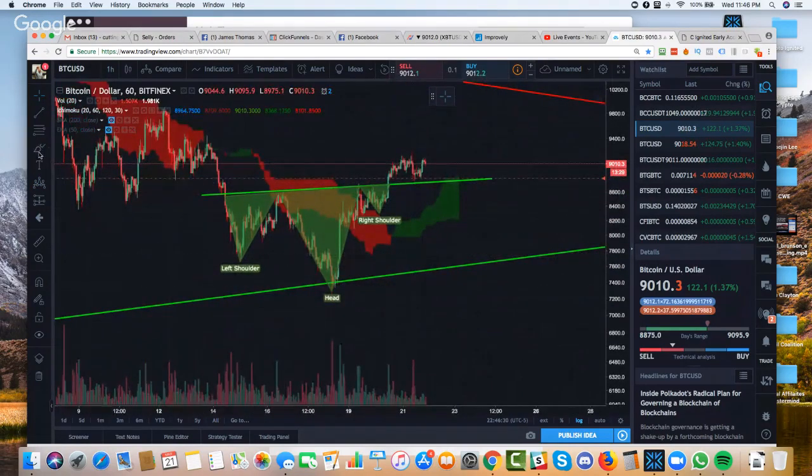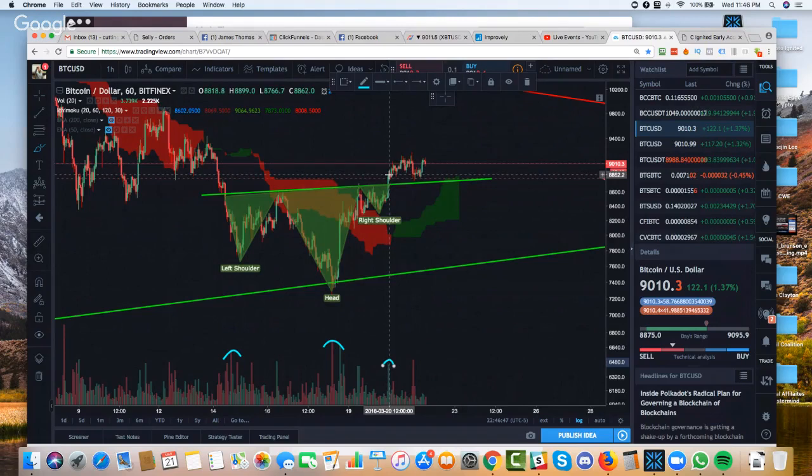So check this out. Here's the volume, right? Most of the volume is at the head. The left shoulder has less volume, and the right shoulder has less volume. That is technically a perfect technical setup for the inverse head and shoulders pattern. So then what we see is Bitcoin broke the neckline, great sign.